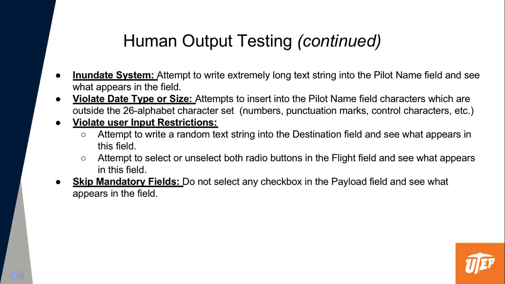Inundate system. Attempt to write an extremely long text string into the pilot name field and see what appears in the field. Violate data type or size. Attempt to insert into the pilot name field characters which are outside the 26 alphabet character set, for example, numbers, punctuation marks, control characters, etc. Violate user input restrictions. Attempt to write a random text string into the destination field and see what happens in this field. Attempt to select or unselect both radio buttons in the flight field and see what appears in this field. Skip mandatory fields. Do not select any checkbox in the payload field and see what appears in the field.